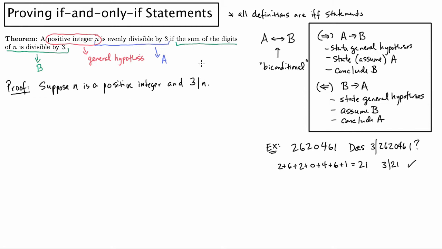So suppose n is a positive integer and 3 divides n, and then let d0, d1, up through dk be the digits of n. Now, the digits are these things right here. So if I look back at my example, d0 would be 1, d1 would be 6, d2 would be 4, d3 would be 0, and so on. So this would be d4, d5, d6.